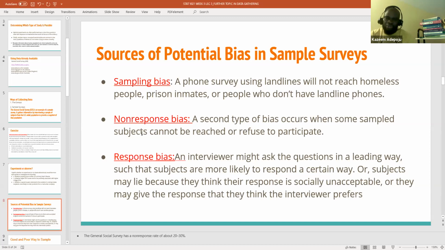And the bias is actually going to be the one that I can trace to the sample if, for instance, I want to investigate, and my sampling frame is a phone survey using landlines. Of course, the people that are homeless don't have a phone, so they will be left out. And you don't know whether they have tangible information. What about those people in prison? They don't use phone, so they're going to be left out. Or people who don't have a landline phone, just like what I said.